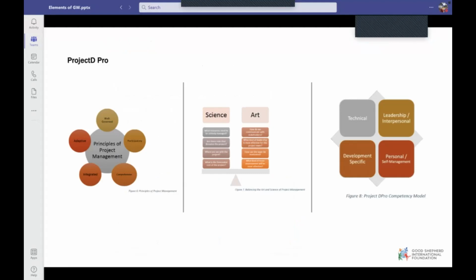You will see in the first third here, principles of project management. You will find this in figure 6 in the Project DPro course. Many of us, when we took the course together, said that project and program management is actually a combination of the science and the art of managing both together. And when we talk about Project DPro, the competency model, in our organization we must make sure that we have the technical skills, the leadership and interpersonal skills, the personal and self-management skills, and development-specific criteria. I will not go through this because it is already in your Project DPro book.